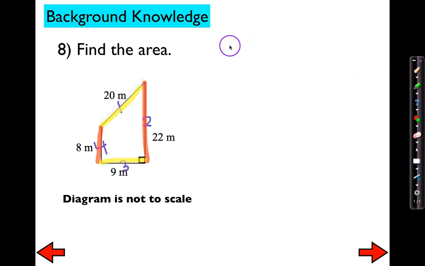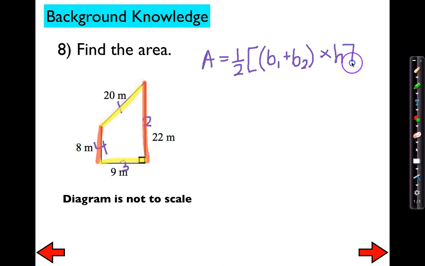Again, it's very similar to a triangle. Area is 1/2 base, except with a trapezoid, the base is made up of base 1 and base 2. It's the lines that are parallel. And then you can go ahead and multiply it by the height.